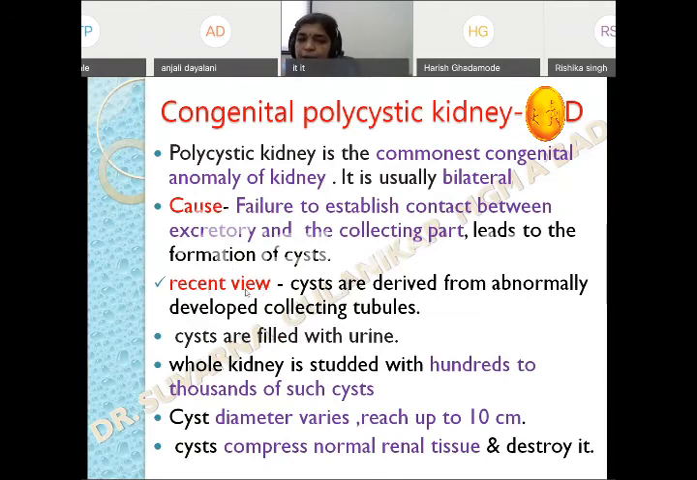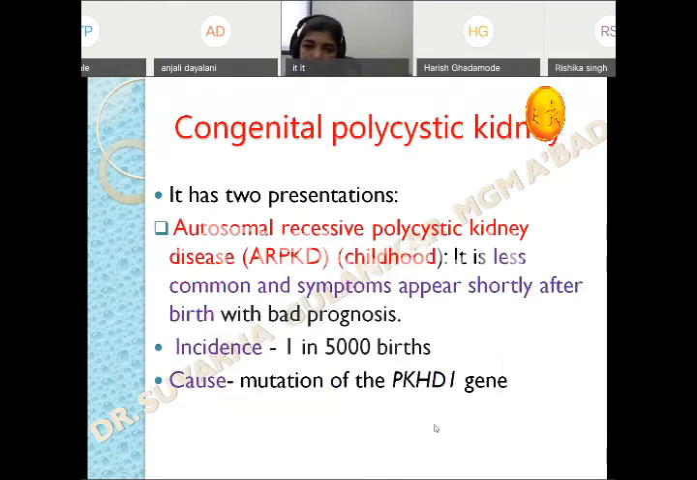Few books mention the recent view. They are not saying this failure to establish contact between the two. They are saying it is derived from abnormally developed collecting tubules. So you can explain both the causes of why this PKD develops. These cysts are filled with urine. The numbers are hundreds to thousands of such cysts in the kidney. The diameter is variable, from a few millimeters up to 10 centimeters. And because of these multiple cysts, normal renal tissue gets compressed and destroyed.